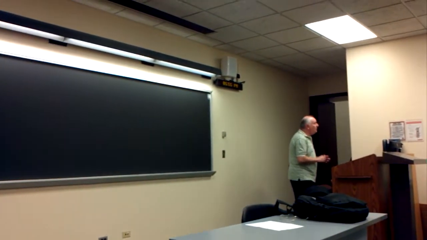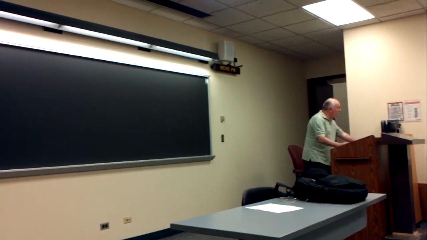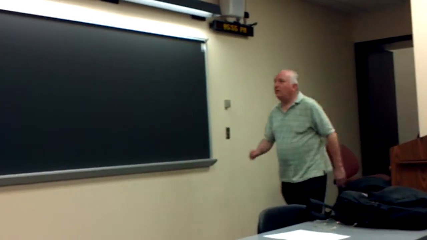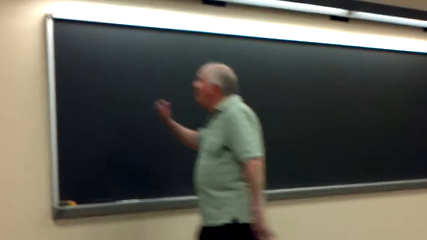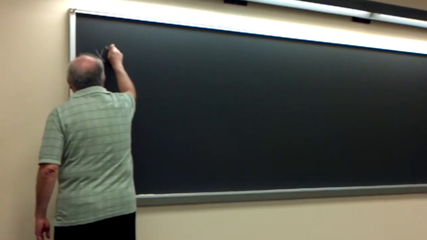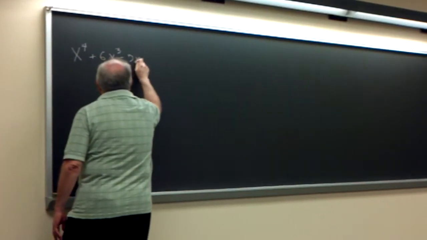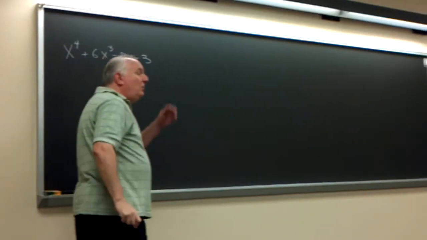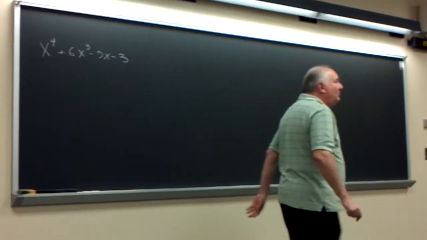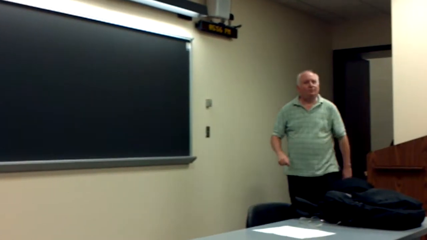Okay, so number 41. You want to read me the polynomial? X to the fourth plus 6x to the third minus 7x minus 3. Okay, and we want to know, inside the complex numbers, what's the sum of all the roots and what's the product of all the roots?